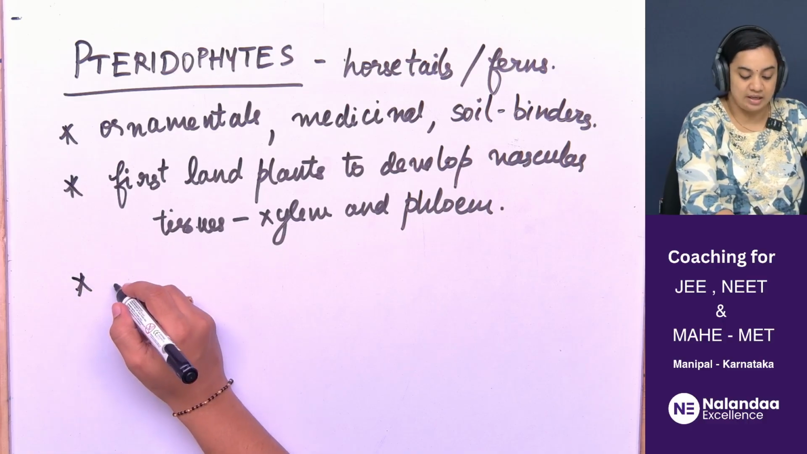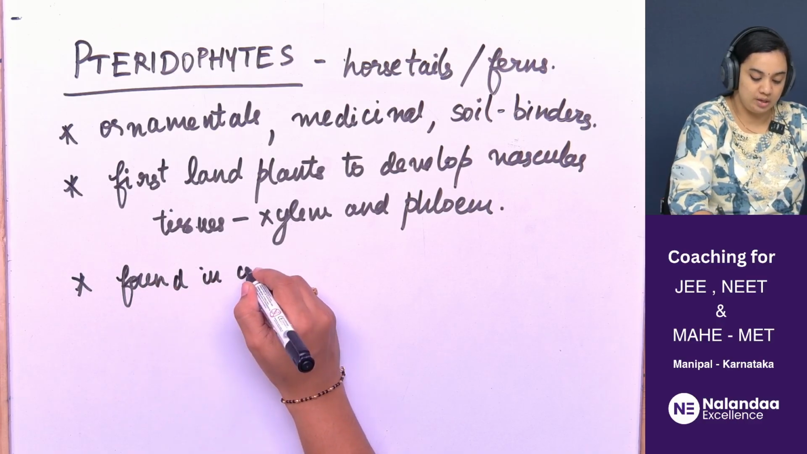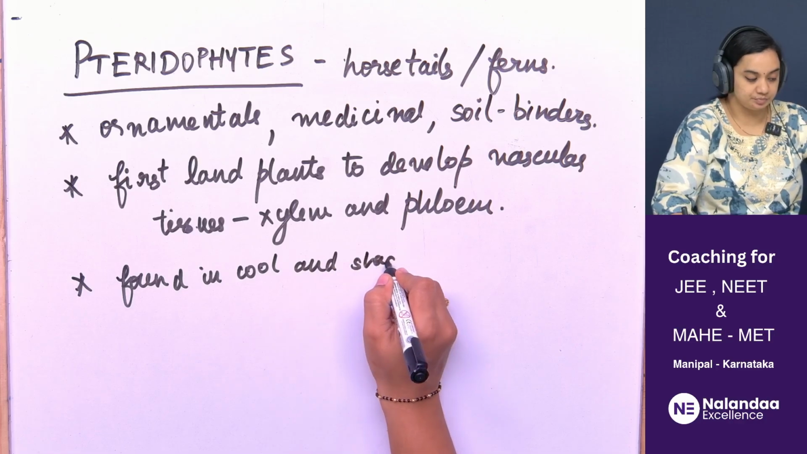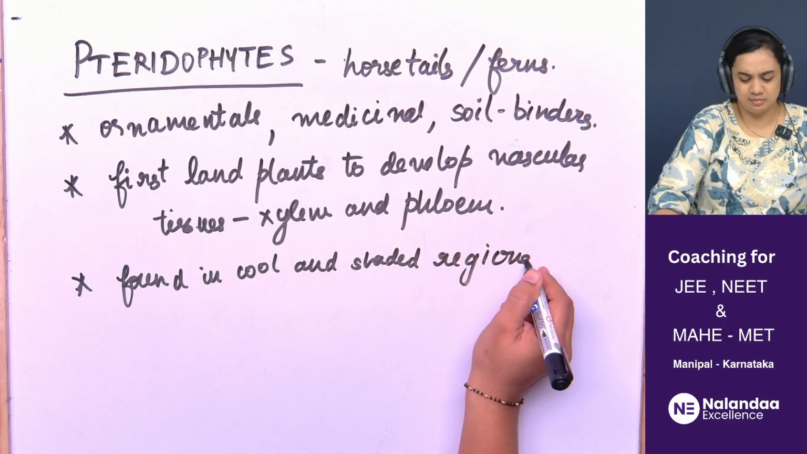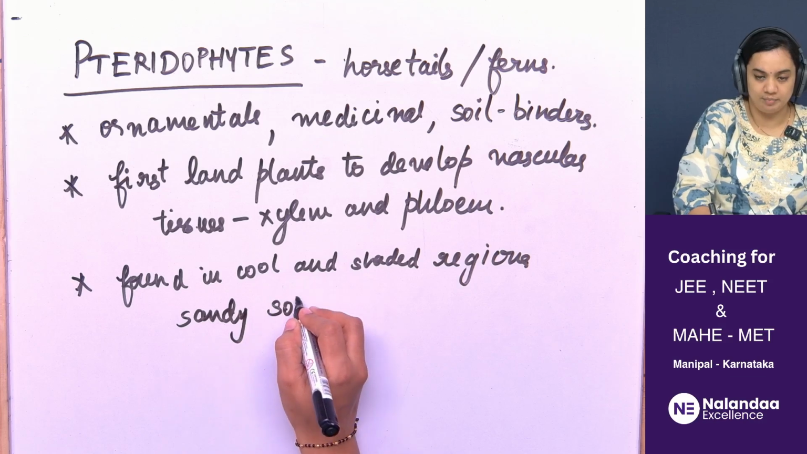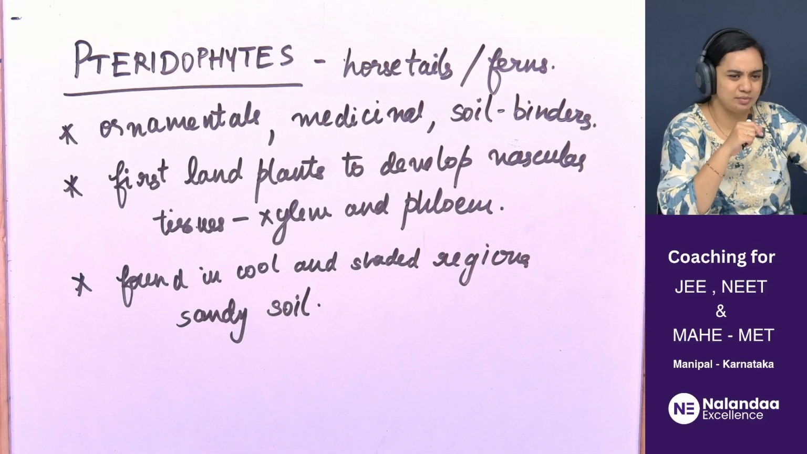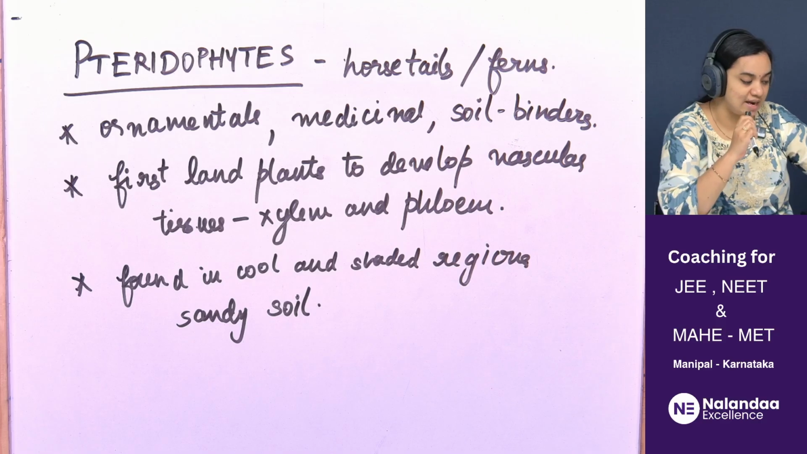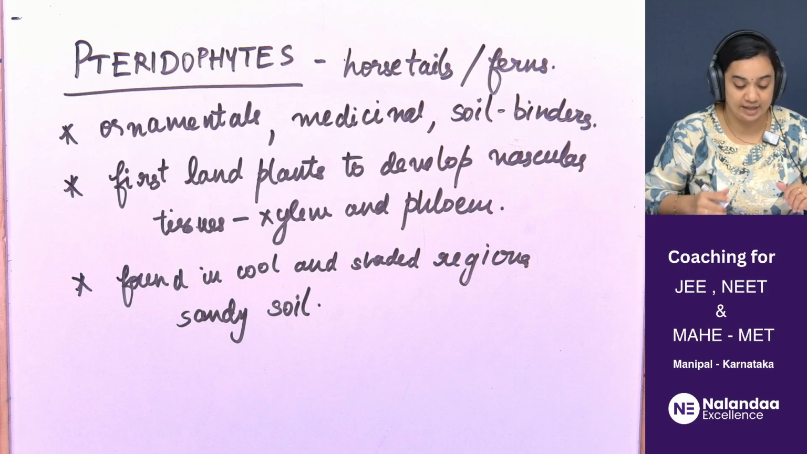And where are they usually found? Again, they're found in cool and shaded regions, but sometimes they can also flourish well in sandy soil too. So they prefer cool and shaded regions, sometimes damp also, but some can also flourish well in sandy soil. Okay, so this is in general about where we find pteridophytes.